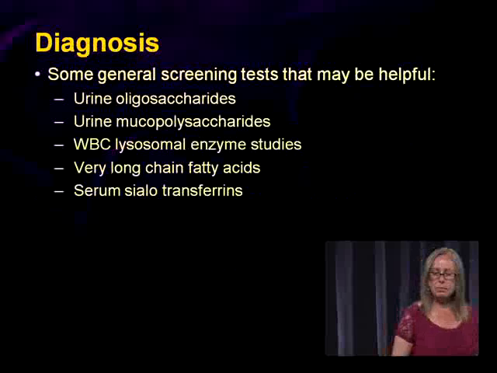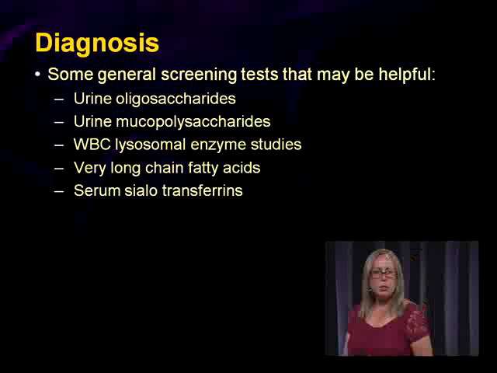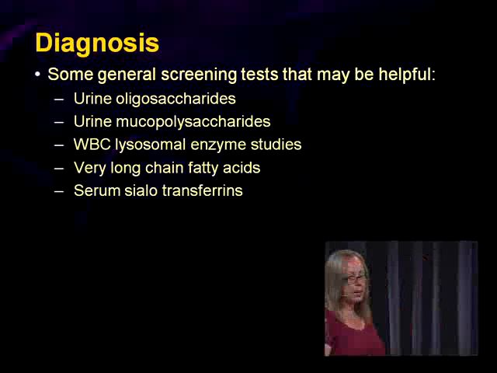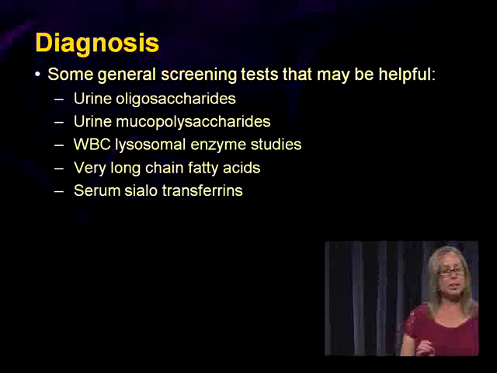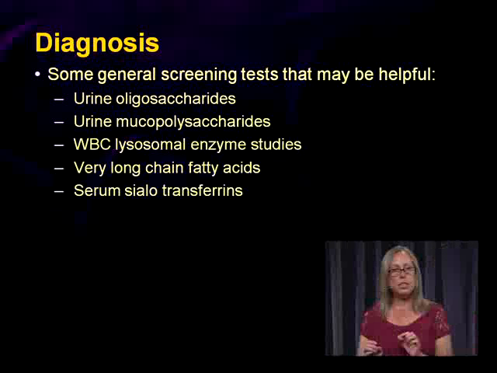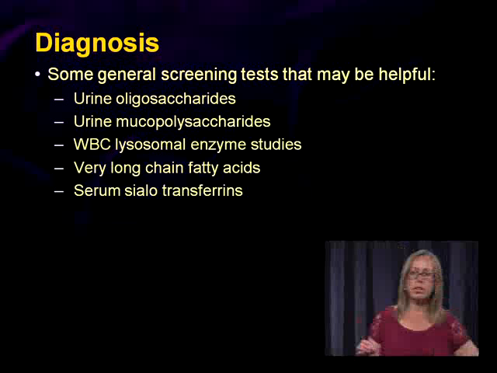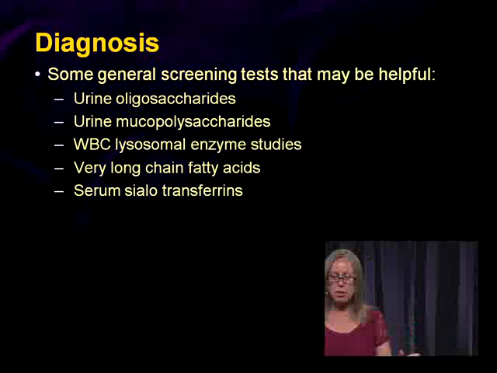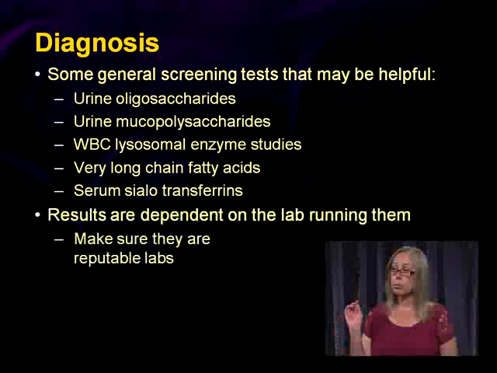Some general screening tests that can be helpful: urine oligosaccharides, urine mucopolysaccharides, lysosomal enzyme studies, very long-chain fatty acids, which are different than an acylcarnitine profile. You're looking at fatty acids that are even longer than what you get on an acylcarnitine profile. And serum sialotransferrins.